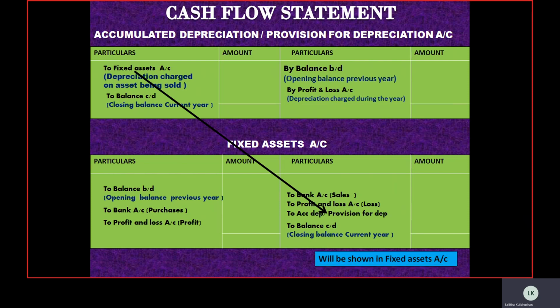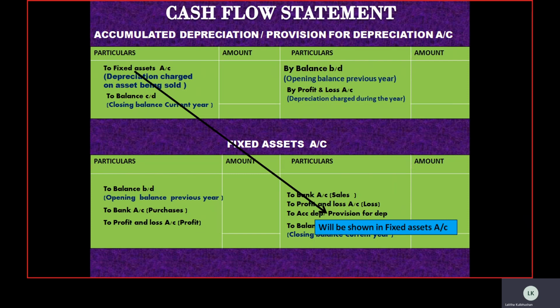Okay children, now the next thing that comes is what? There is no further treatment relating to this. It will be shown only in the fixed asset account. Suppose I have a value of 10,000 for the depreciation charged on the fixed assets, remember the same value with a different name, 10,000, will be transferred here as well.